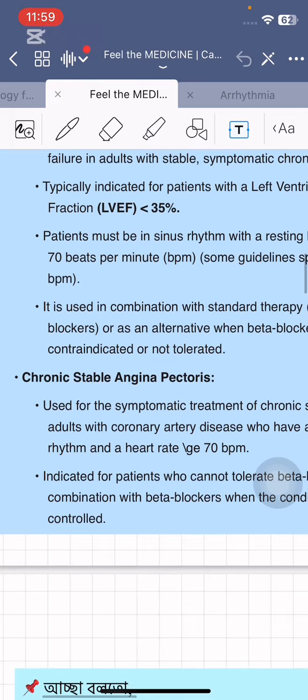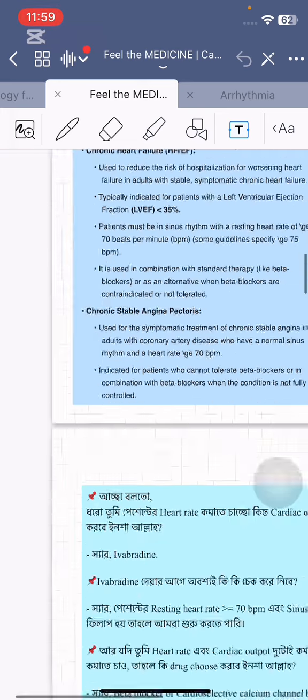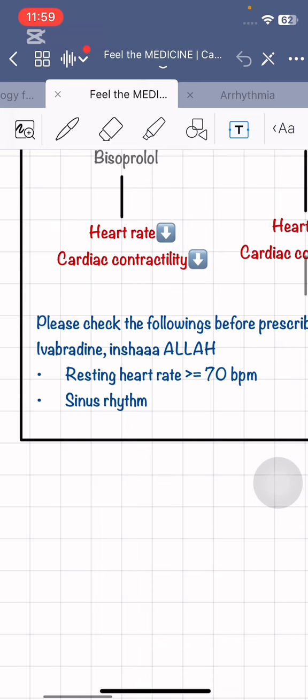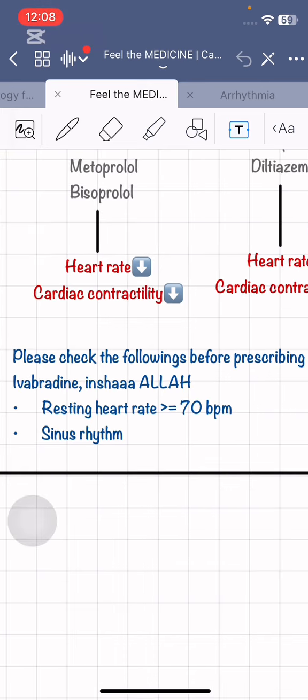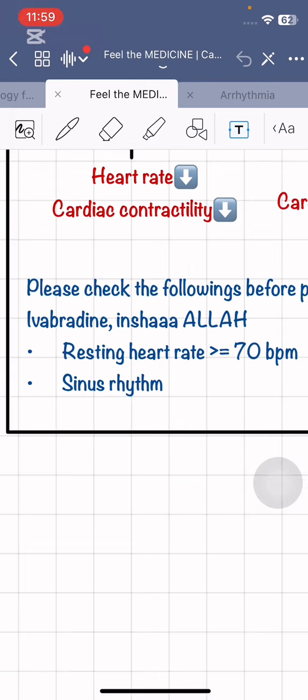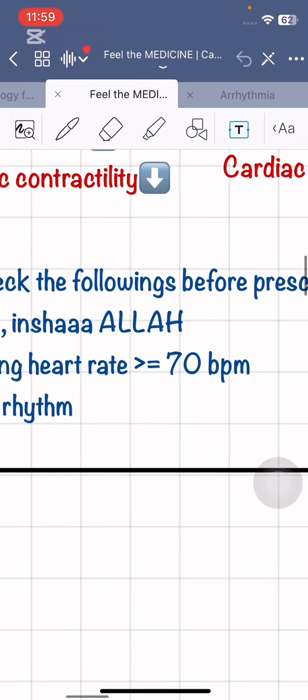Moreover, you can also prescribe ivabradine if a patient has chronic stable angina but he or she cannot tolerate beta blockers, such as maybe he or she is a patient of bronchial asthma. In that case, you can also prescribe ivabradine. But you must know that before prescribing ivabradine, you have to ensure that he or she is in sinus rhythm and his or her resting heart rate is more than or equal to 70 beats per minute. In that situation, you can easily prescribe ivabradine.